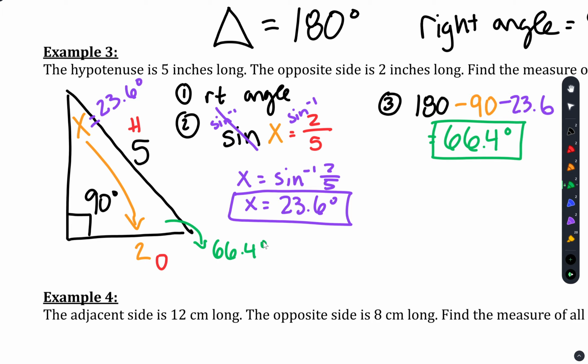So that's kind of my process. One angle should be a right angle. One angle we're going to have to use trig, and the third angle we should just be able to subtract from 180. Any questions on that? We're going to do it again.